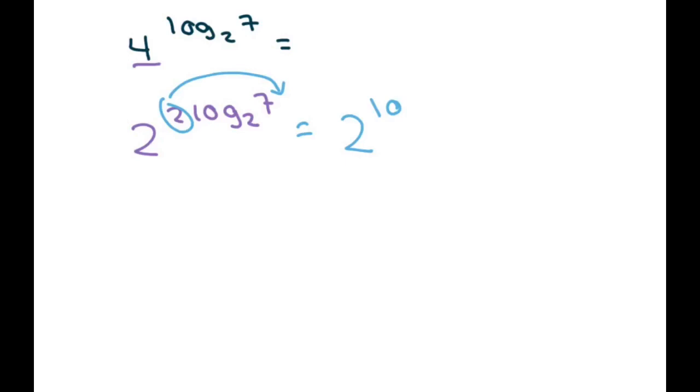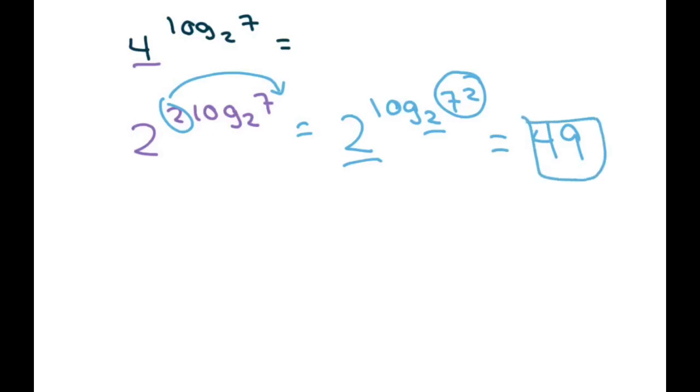And the last one is this. So I'm going to change this 4 to 2 squared, and then multiply it by my power, and then use your power property to move this 2 right there. So we get 2 to the power of log base 2 of 7 squared. And using your formula, that means since my bases are the same, that's 7 squared, which is 49. And that's your final answer.